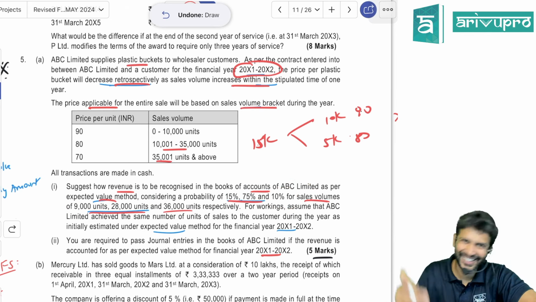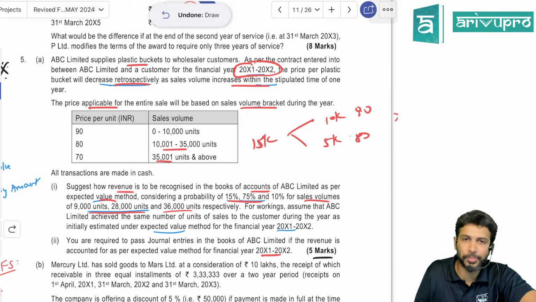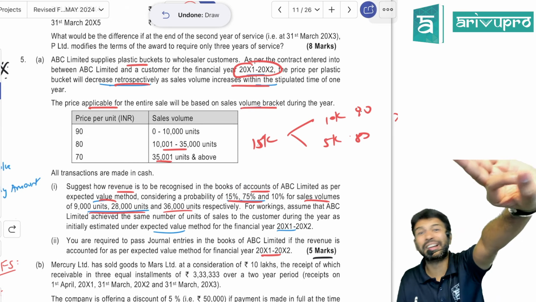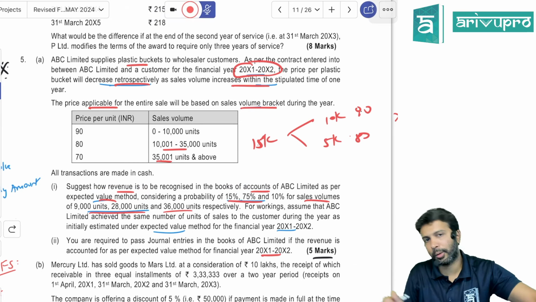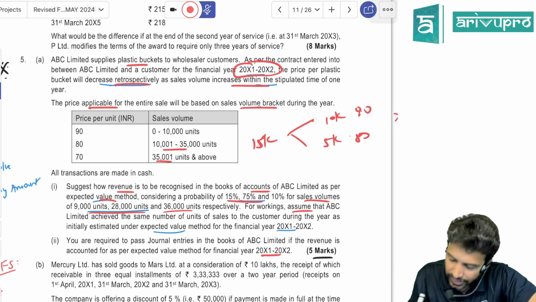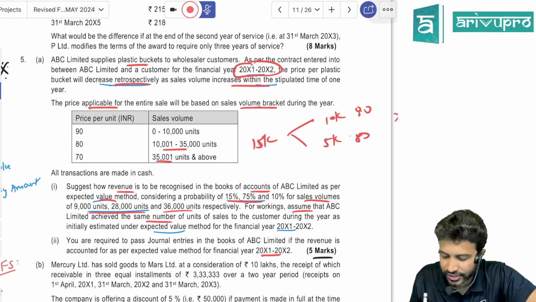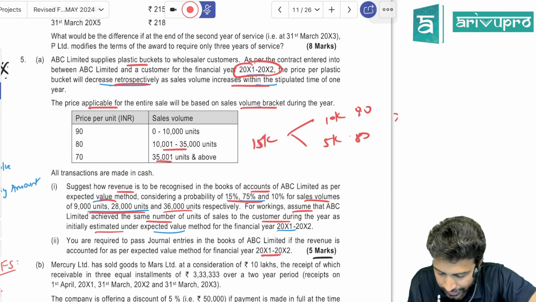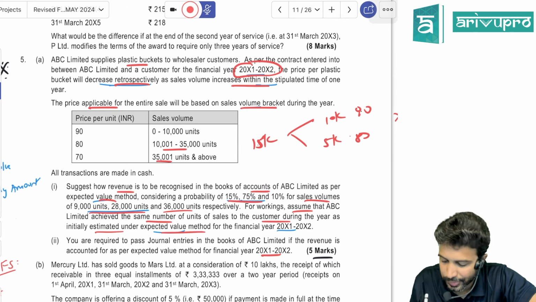It's not most likely. Under the most likely method, we use the highest percentage, which is 75, freeze 28,000 and do the calculation. This is the expected value method, so we have to consider all the probabilities. For workings, assume ABC Limited achieved the same number of units to the customer during the year as initially expected or initially estimated under the expected value method.